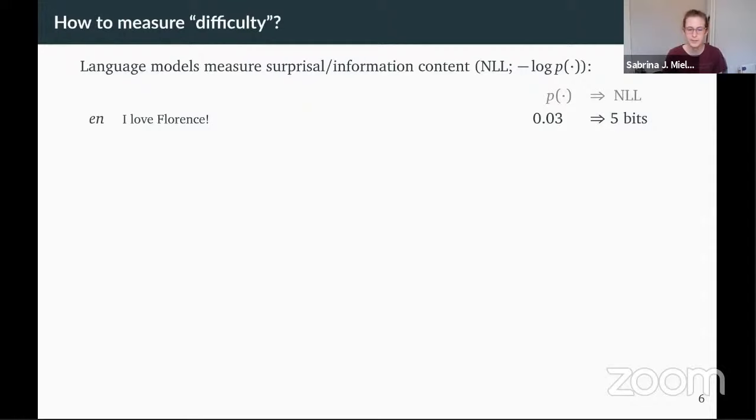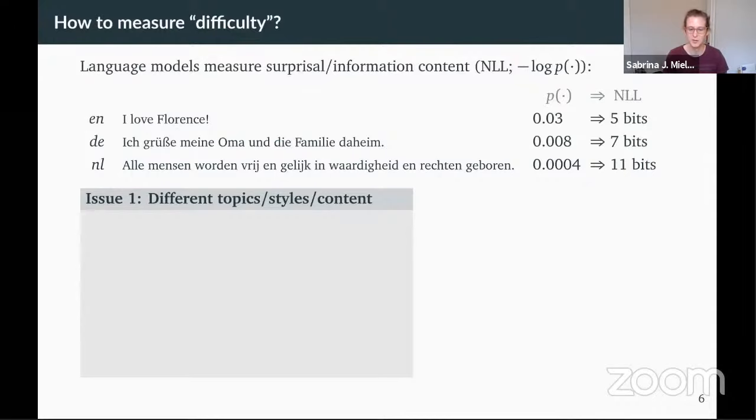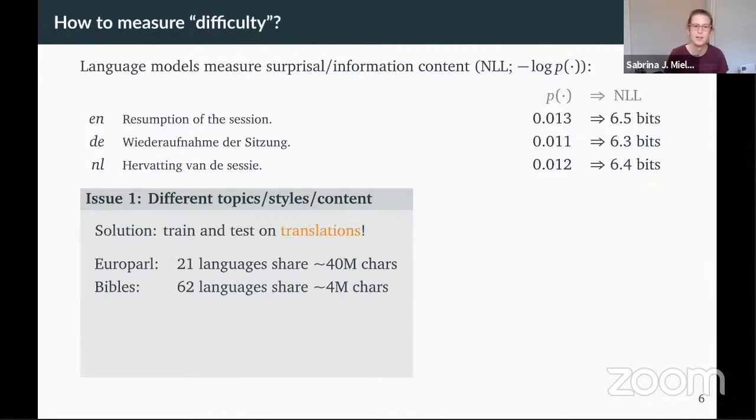Surprisal is measured in bits. This does correspond to imagining you wanted to compress the text. The more you can compress, the lower the bits, the lower the surprisal, the better. Okay, so we might look at an English sentence, a German sentence, and a Dutch sentence. And that's obviously garbage, because these sentences are just not comparable at all. The first sentence has only 5 bits because it is much shorter than the Dutch sentence. So we really need to make sure that we don't have these different topics, styles, and content.